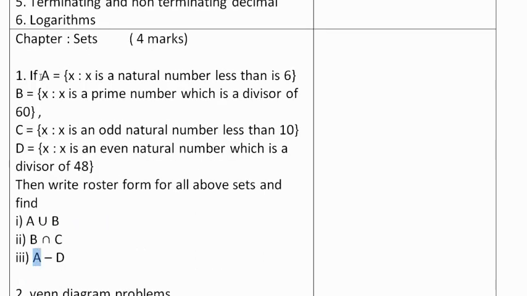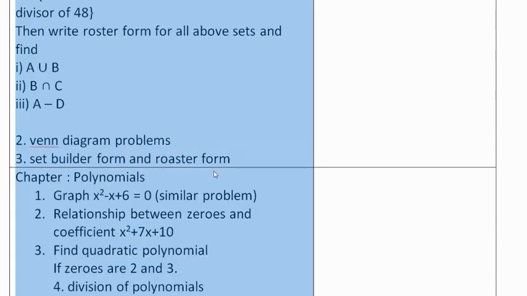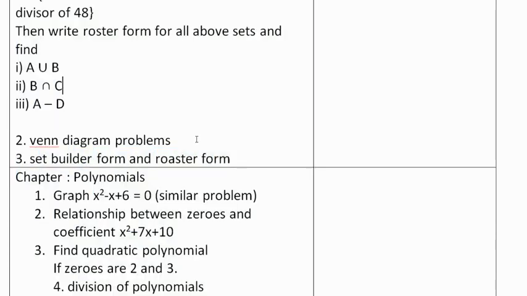So such type of set builder form and finding A union B, B intersection C are very important for 4 marks. Expect this. Venn diagram problems, set builder and roster form problems are also important for 2 marks.